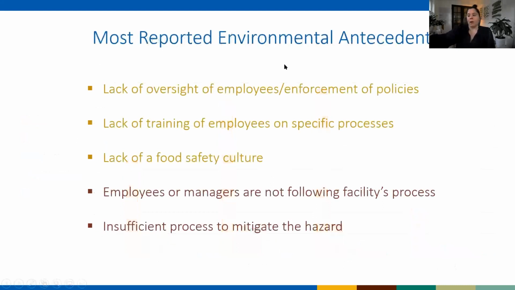Okay, so here are the most reported environmental antecedents, and this was overall, this isn't by year, although I think this did stay true to each year. So this follows the color coding of the last slide. So these first 3 are from people. It's the lack of oversight of employees, enforcement of policies, lack of training of employees on specific processes, and a lack of food safety culture. And then the 4th and 5th most common are from the process category: employees or managers are not following the facilities process, and insufficient process to mitigate the hazard.